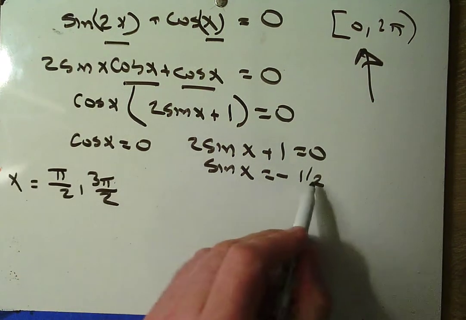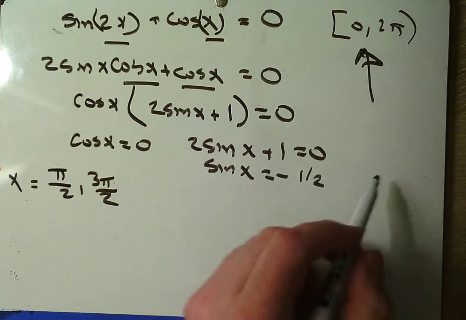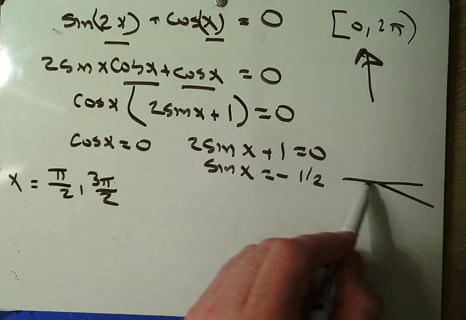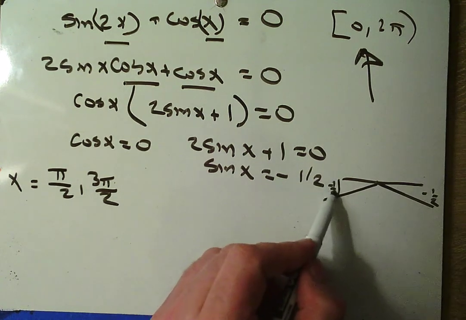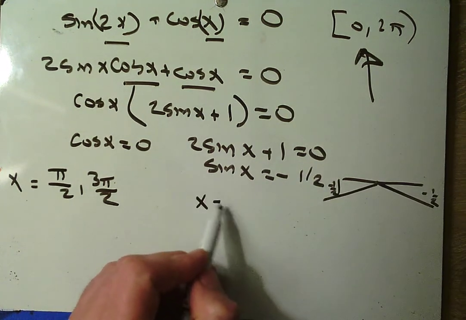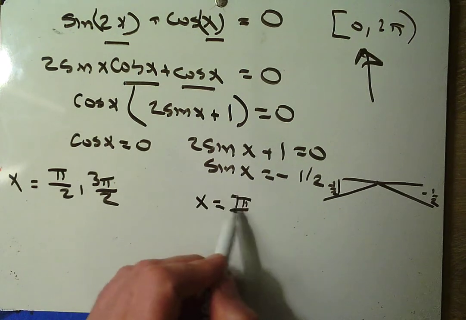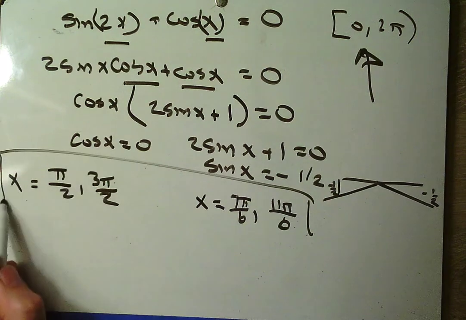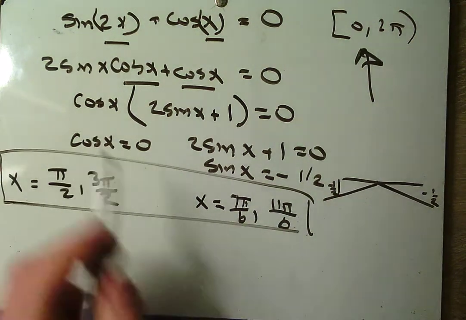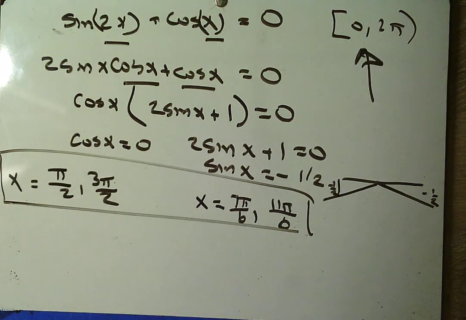And when is sine x equal to negative 1/2? Well, we're looking for these places on the unit circle where we have a y value of negative 1/2. So we know x would be equal to 7 pi over 6 and 11 pi over 6. So we get 4 answers here. Here, I needed to use my double angle formula.